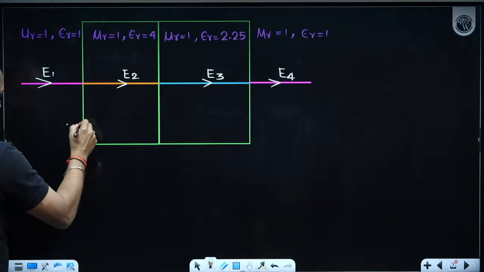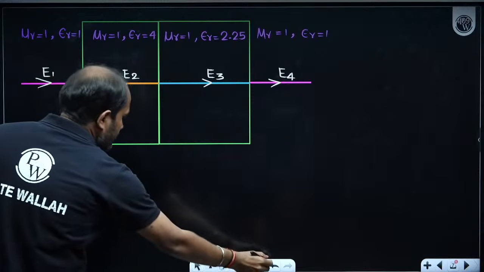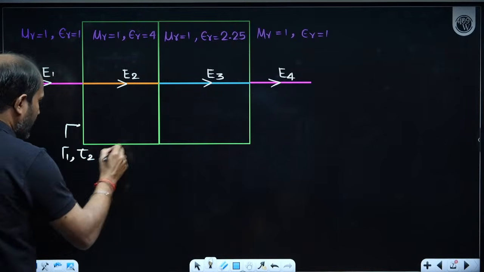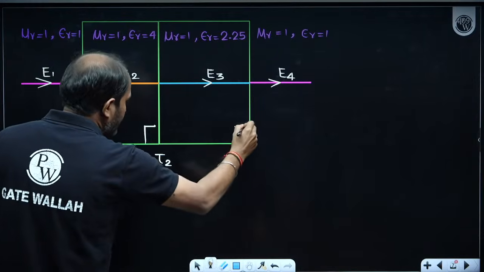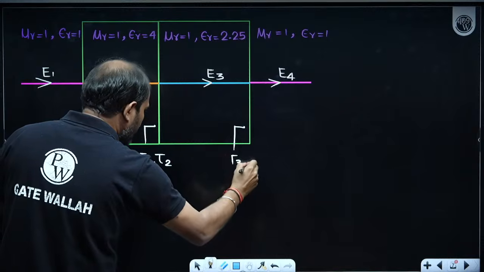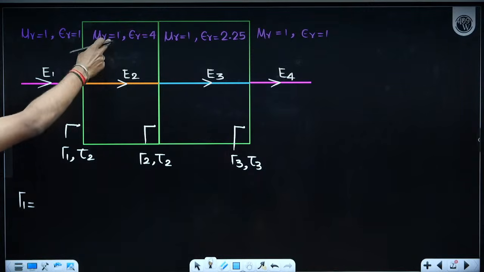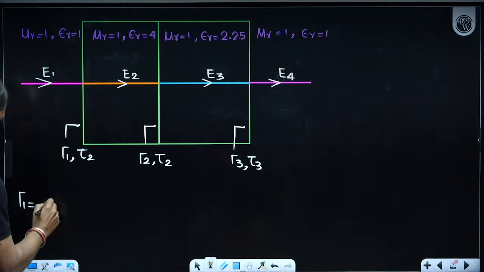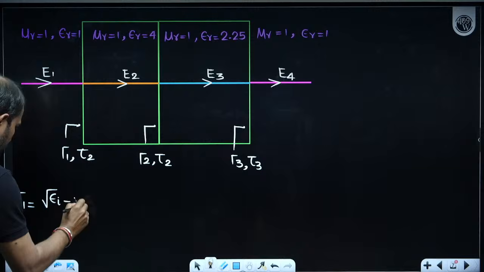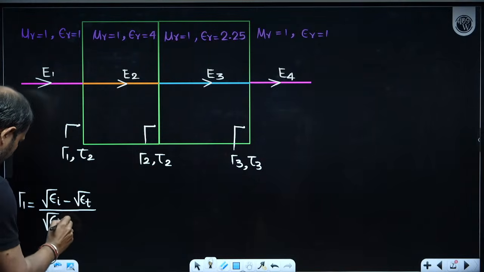So first one, here gamma 1 and tau 1. Then we have gamma 2 and tau 2. Then we have gamma 3 and tau 3. So first of all I will calculate gamma 1. For gamma 1, T is 1, epsilon T is 4, epsilon I is 1. So under root epsilon I minus under root epsilon T divided by under root epsilon I plus under root epsilon T.